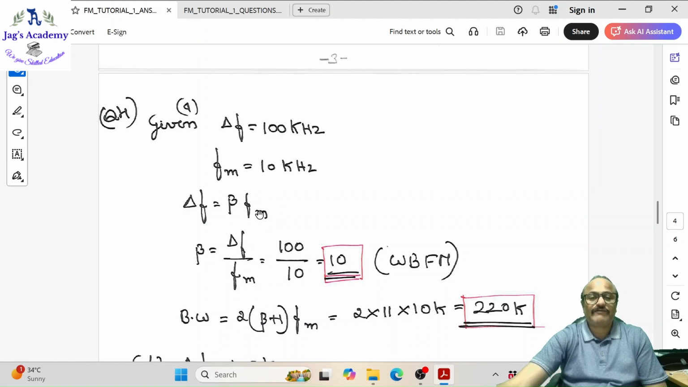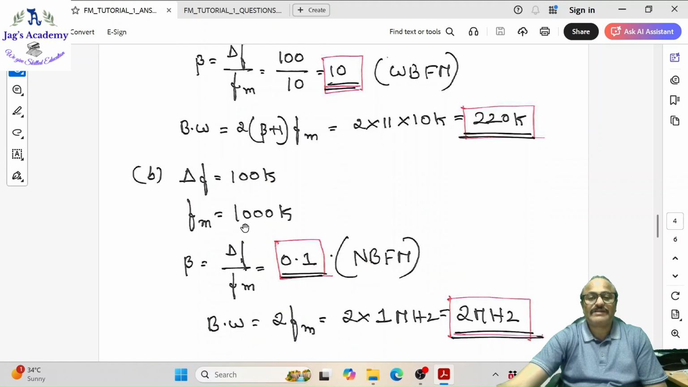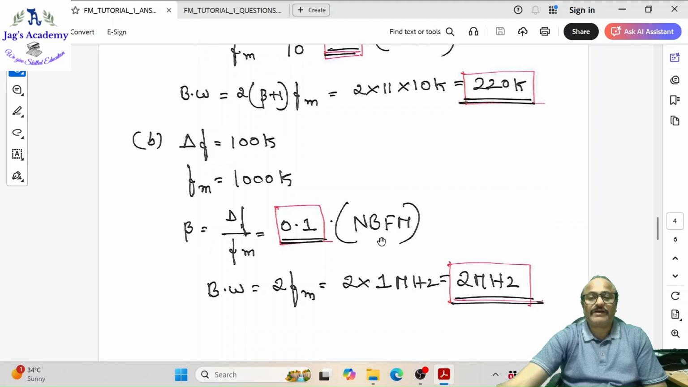Beta is equal to delta F by Fm. Beta is equal to 10. When beta is given, bandwidth you can calculate. Right? For Fm 10 kilohertz. Next, Fm is 1000 kilohertz. So now what is the beta value? See, beta value is now coming to be 0.1.